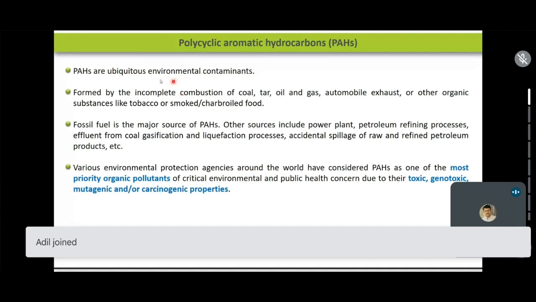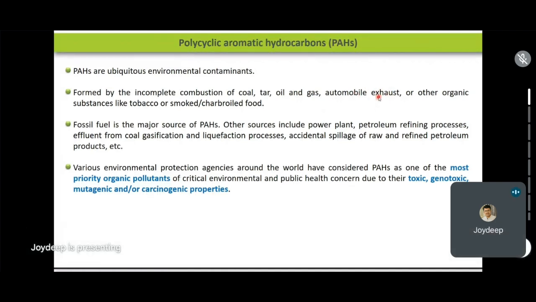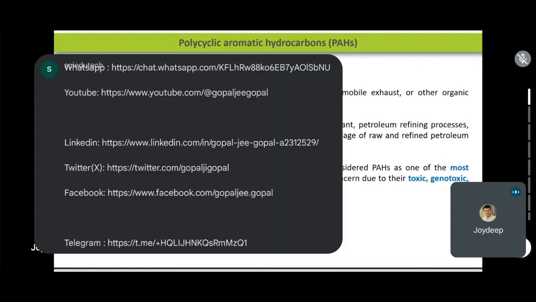These are mostly formed by incomplete combustion of coal, tar, oil, and gas, as well as from automobile exhaust and other organic substances like tobacco, smoked or charboiled food. So these are the common sources of PAH molecules, that is polycyclic aromatic hydrocarbons. Apart from these, fossil fuels are also a major source of polycyclic aromatic hydrocarbons, and when fossil fuels are being burned, these are also released into the environment, and we can get in touch with this very easily.